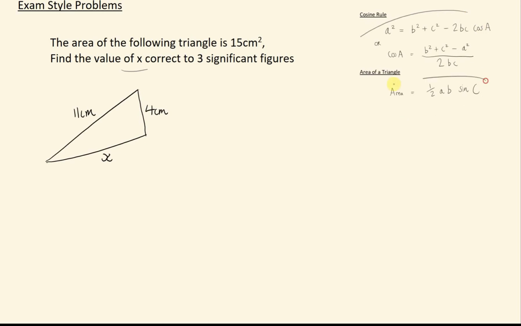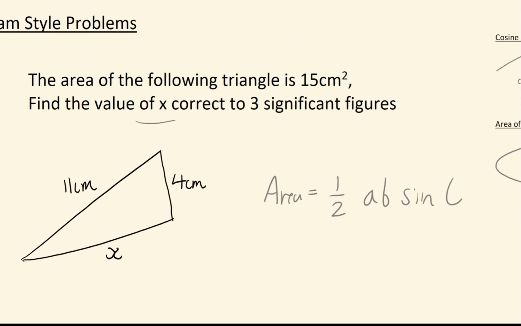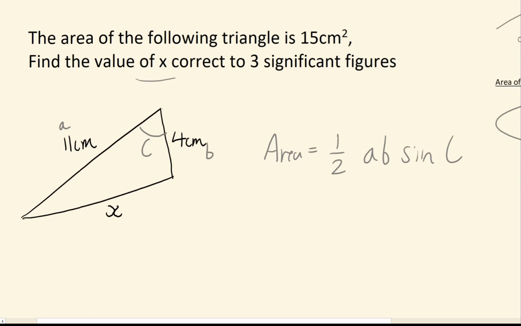First, we're going to use this formula. We're given the area, so it makes sense to use the area of the triangle formula. So we know the area, just copying this down, is a half ab sine C. And remember from a previous video, we work out the area when we have two lengths and the angle in between them. So here, this would be my C, this would be my A and my B. And what I'm going to do now is plug in what I know and use that to work out the angle C. So the area is 15, that is a half times 11 times 4 times sine C.